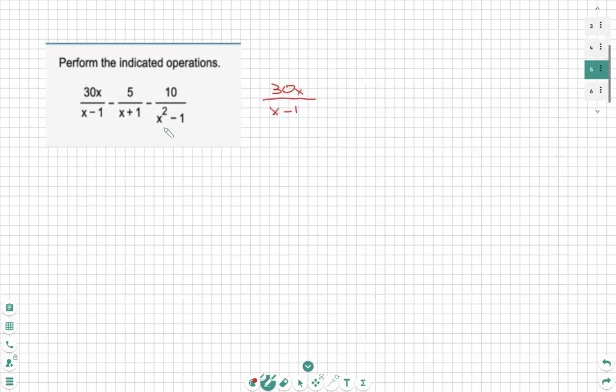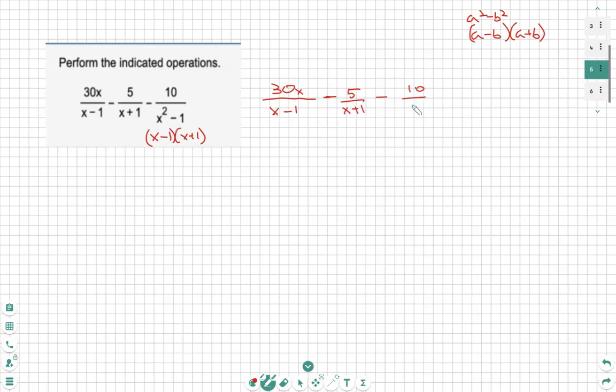We can clearly see that x squared minus 1 is a perfect square. We know a perfect square, a squared minus b squared, is a minus b times a plus b. So this will become x minus 1 times x plus 1. So we are going to rewrite everything first.